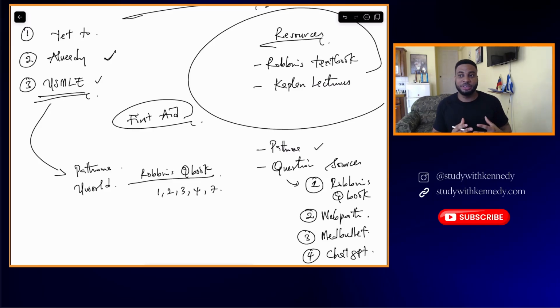The idea is that you should have your foundation solid. If you want to have a good run through pathology, especially when you're preparing for your USMLE and you want to save yourself time, you want your basics to be as solid as possible, okay? You want to cover those general pathology concepts and make sure you have them nailed down. Does this make sense? So, Robbins question book chapters 1, 2, 3, 4, and 7, practice those questions. Know them better than you know your name. And then, go on to do general pathology in UWorld.